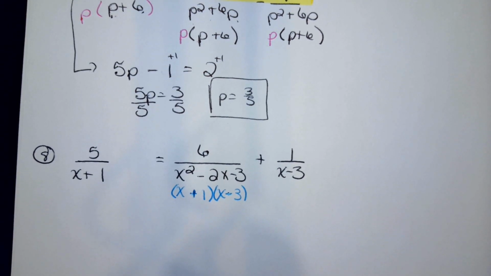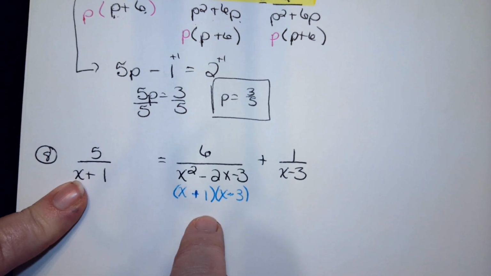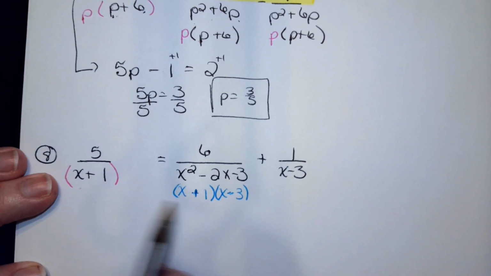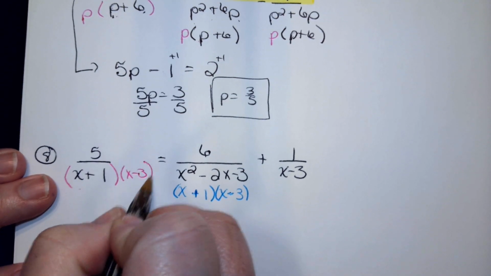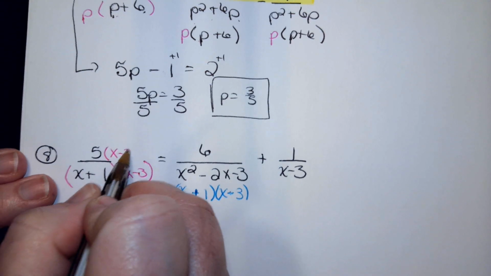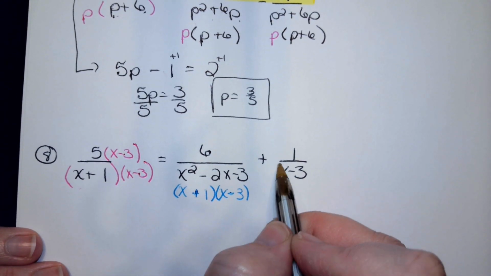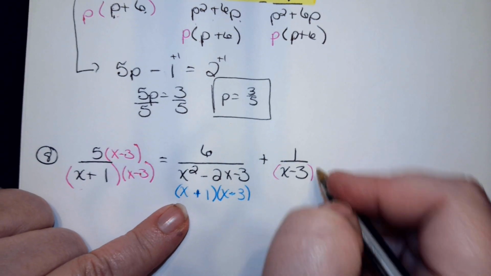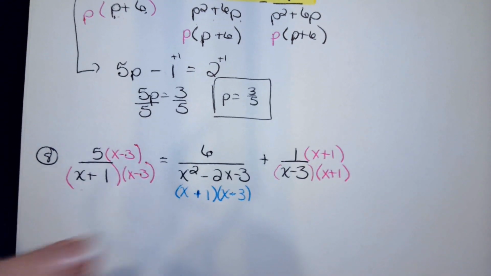So now let's see what we've got in common. These two each have one binomial factor that's in common with this one. So we're going to ask ourselves, what does this one right here need that this one has? Well, it has an x minus 3. So if we multiply the bottom by x minus 3, then we need to multiply the top by x minus 3. What does this one right here need that this one has? Well, it needs an x plus 1. So if we multiply the bottom by x plus 1, then we're going to multiply the top by x plus 1.